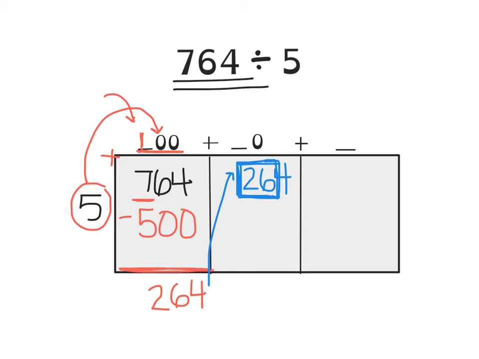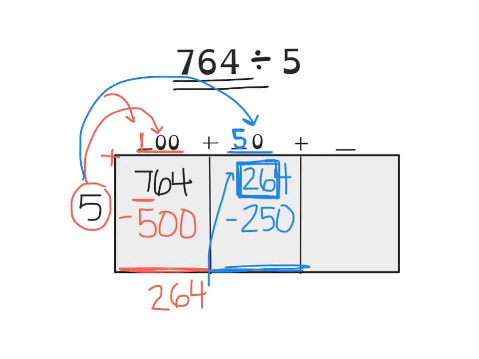Or what is 26 divided into 5 equal groups? 5, 10, 15, 20, 25. If I go up to 30, that's too big. So 5 will be able to fit there. Now remember, my 5 is not 5 ones, it's 5 tens, so that's 50. Now I'm going to distribute my 5 to my 50. 5 times 50, well, 5 times 5 is 25. Add in my 0, 250.